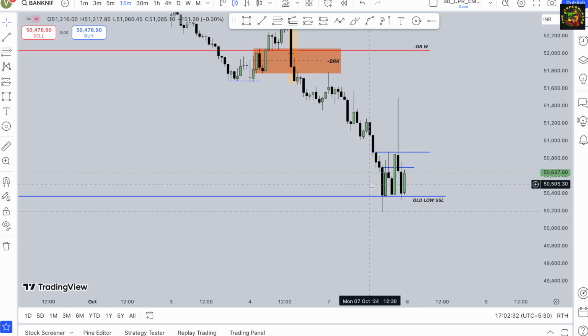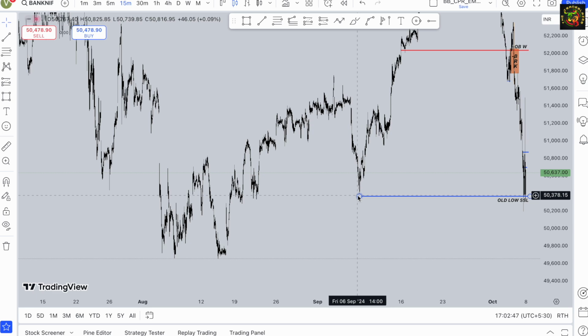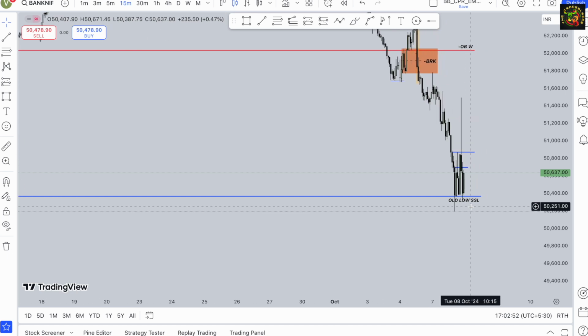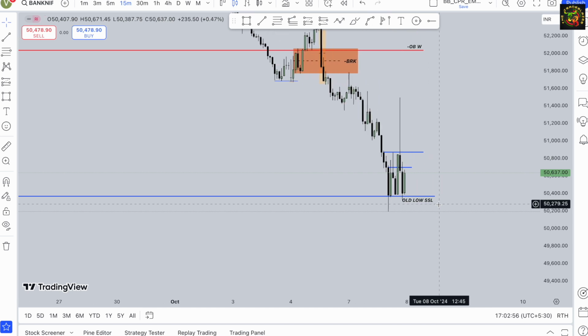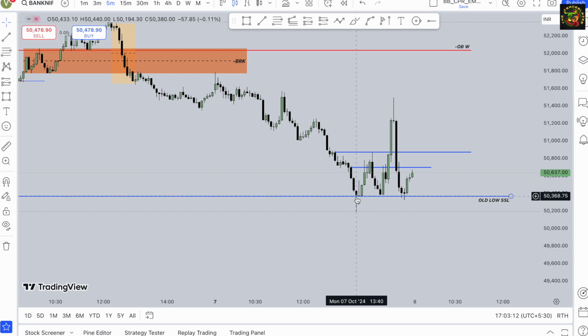Coming to my trade, I was not available during this entire day over here. I came exactly after this, somewhere here, after 1:30, and by then you can see that Bank Nifty reached the low of this old low, where it might collect sell side liquidity and start moving up from here. So based on this logic, I wanted to enter into the upside trade. You can see that Bank Nifty collects the liquidity below this old low, and then starts moving up.